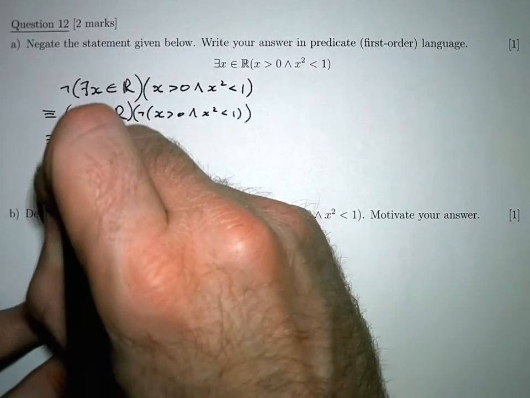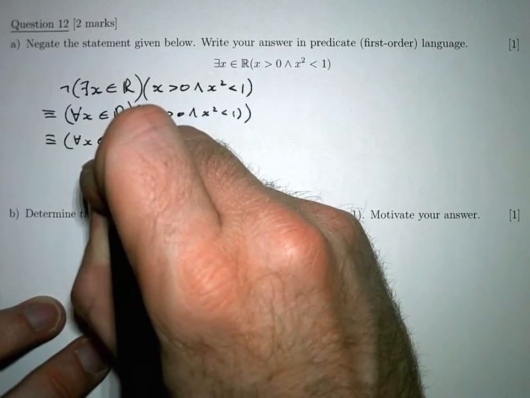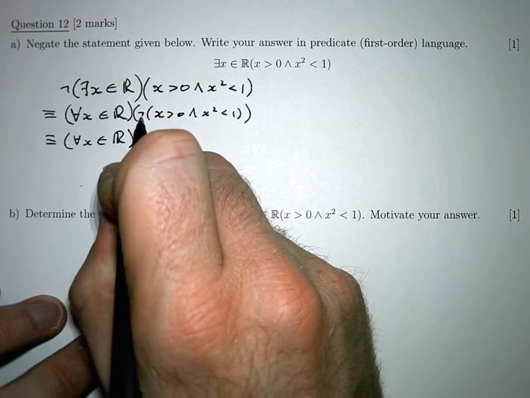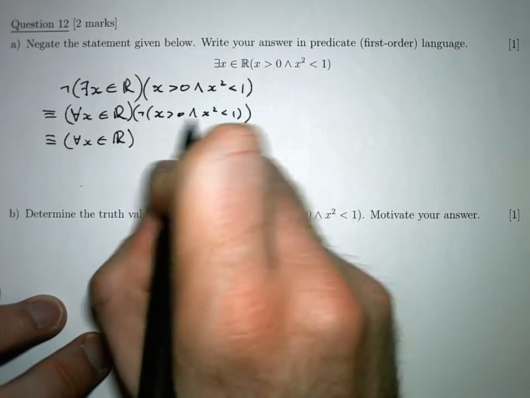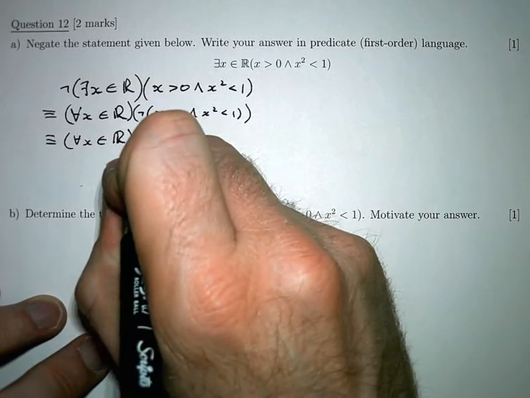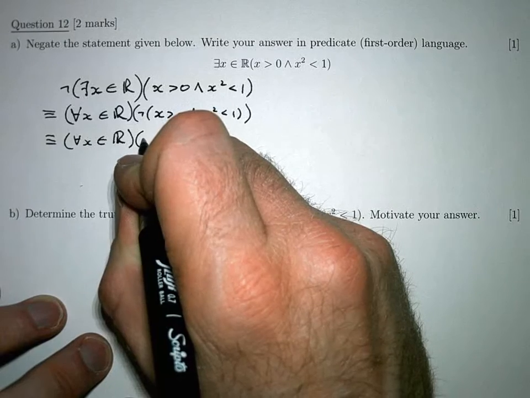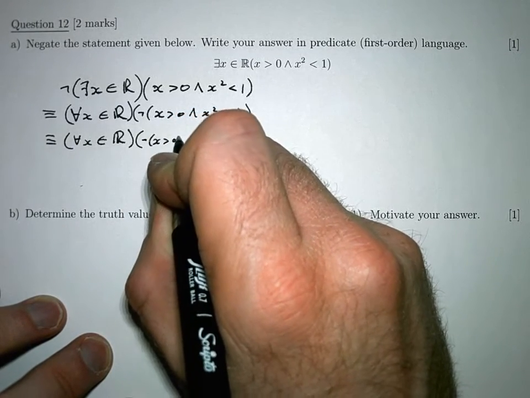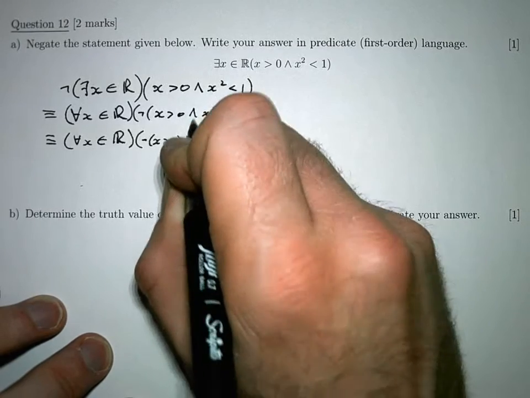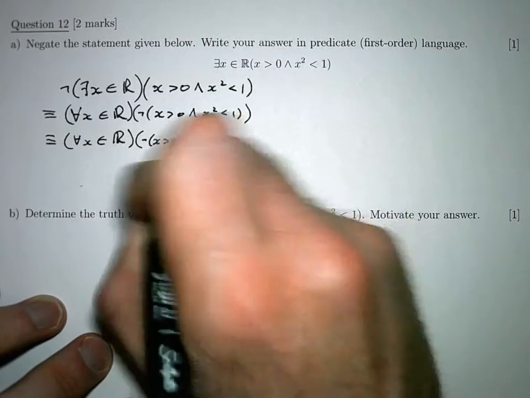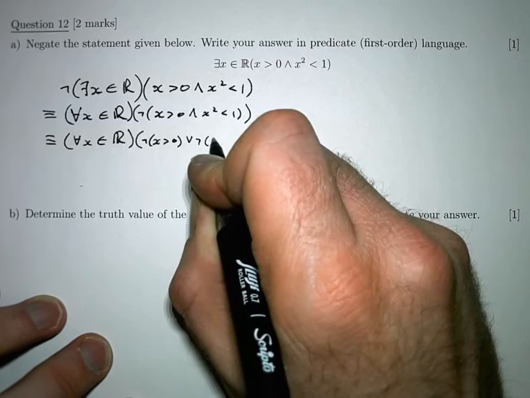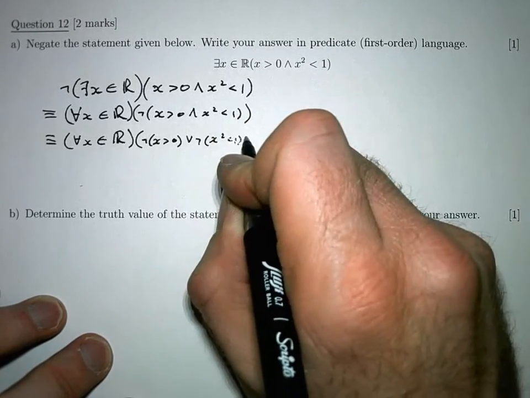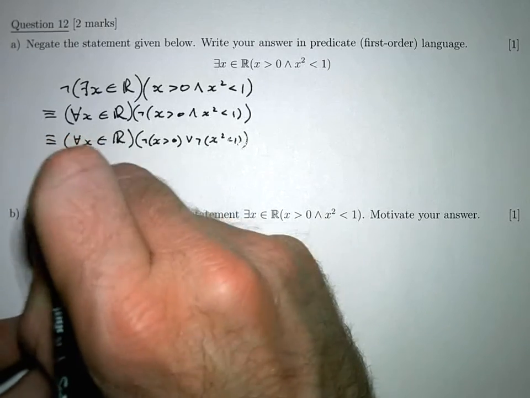And now we need to use De Morgan's laws, at least one of De Morgan's laws. We've got not this and this, so that's the equivalent of not x is greater than 0. The and becomes an or, not x squared is less than 1. You could have done this in one step, actually. It might have been a little bit simpler.